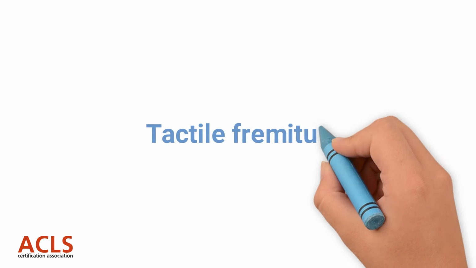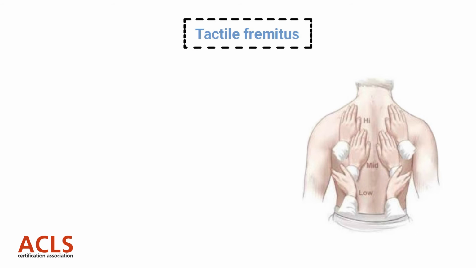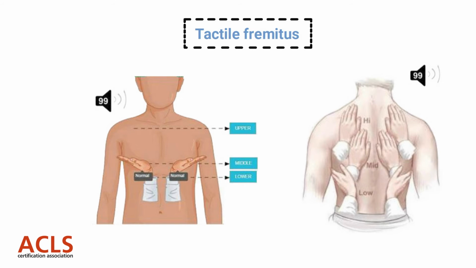Tactile fremitus. There's a couple different ways that you can assess tactile fremitus, but what it is, it is a vibratory sensation, or it's the feeling of vibrations when you ask your patient to speak. So you can actually use the palms of your fingers and place them on your patient's back, and you're going to work from top to bottom, and you're going to have your patient say something like 99. So you'll have them say 99, move it down, 99, and you'll repeat that for the back and then do the same thing on the front.